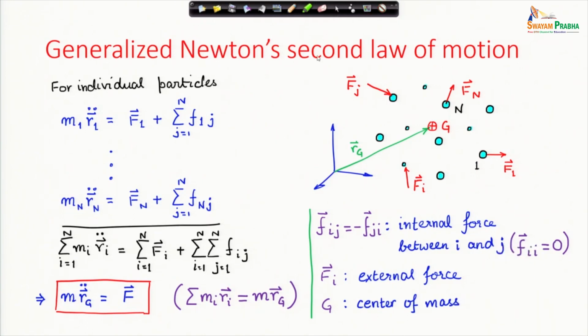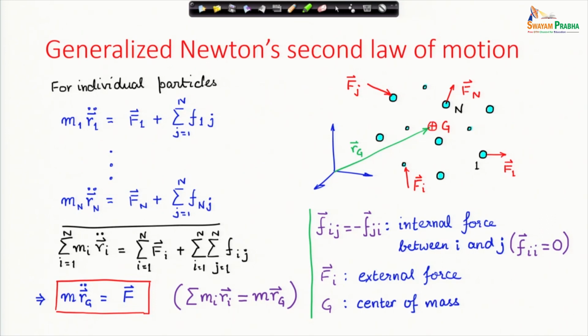This is an extension of Newton's second law for a system of particles. Newton's second law for a particle of constant mass says mass times acceleration of the particle is equal to the net force acting on the particle. When you have a system of particles, this generalized Newton's second law tells us that the total mass of the system times the acceleration of the center of mass must be equal to the summation of all the forces acting on the system.